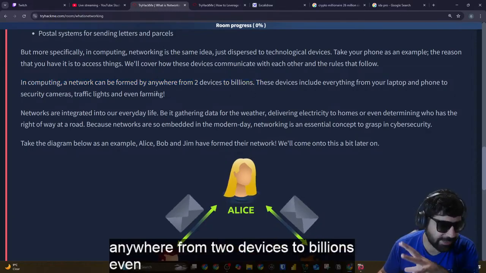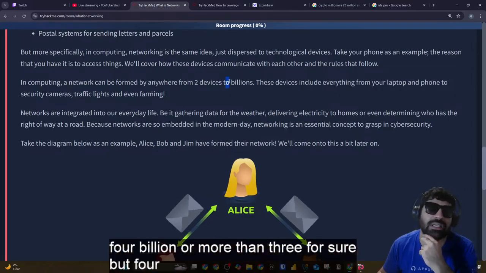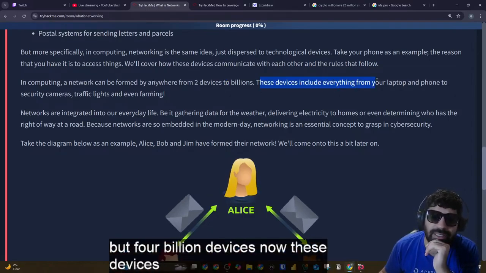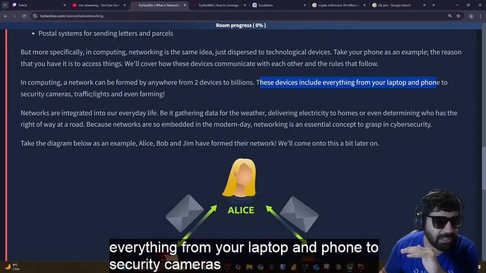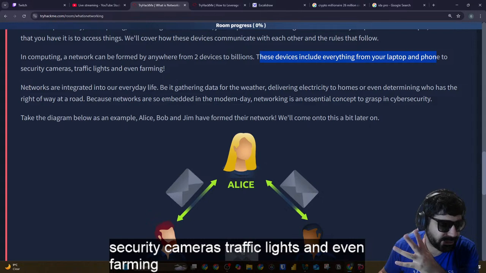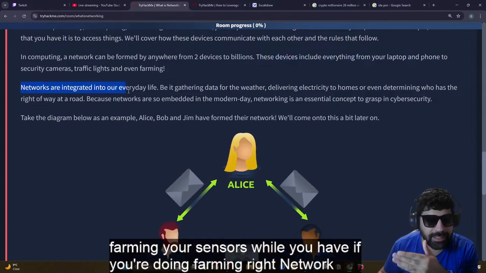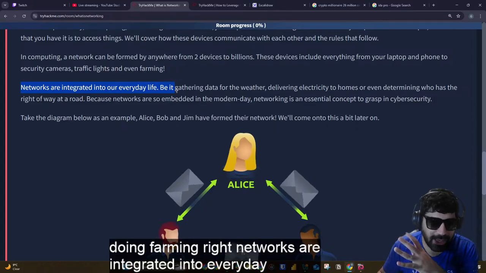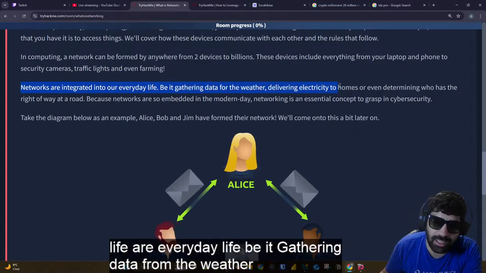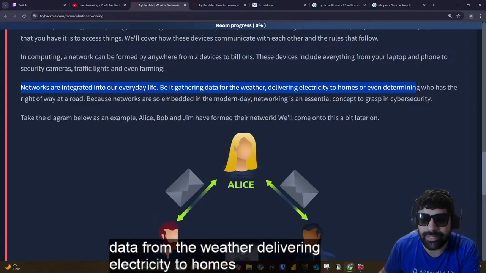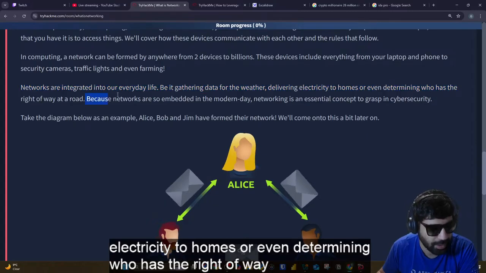Even just Java has, I believe now, 4 billion devices, or more than 3 for sure. These devices include everything from your laptop and phone to security cameras, traffic lights, and even farming sensors, if you are doing farming. Networks are integrated into our everyday life, be it gathering data from the weather, delivering electricity to homes, or even determining who has the right of way at a road.